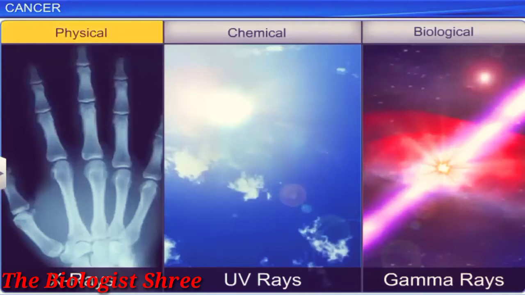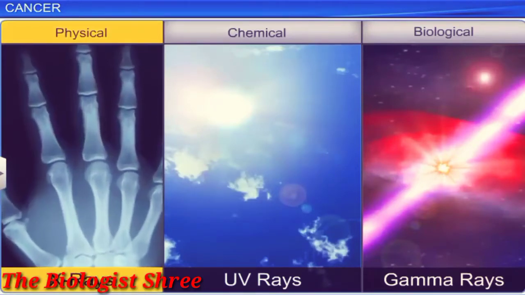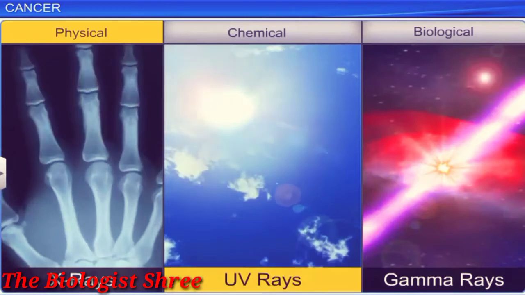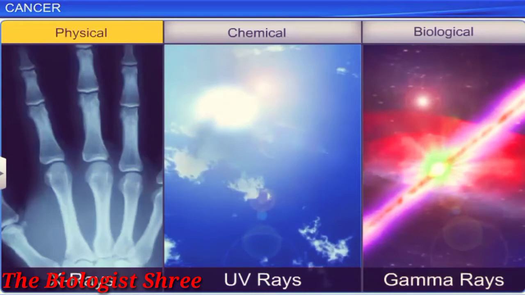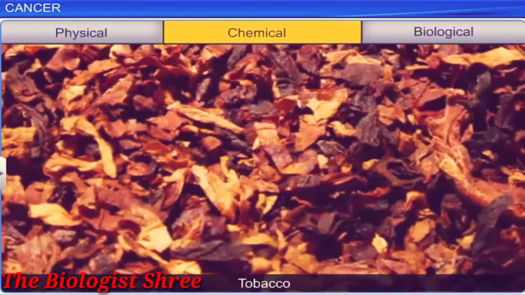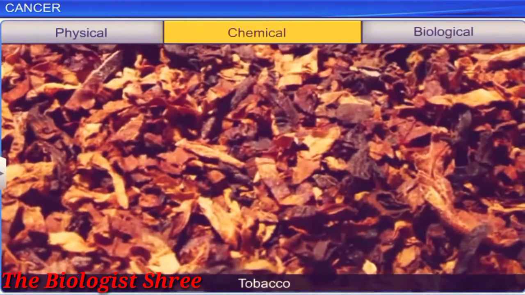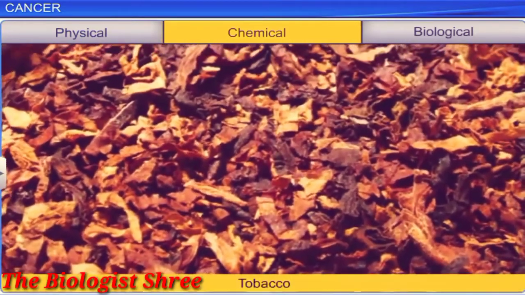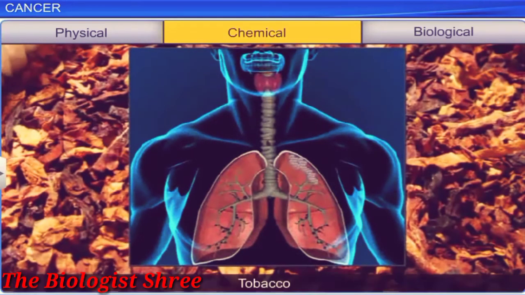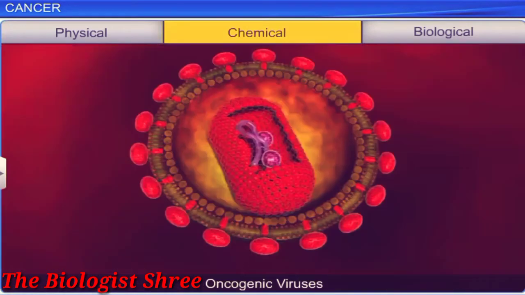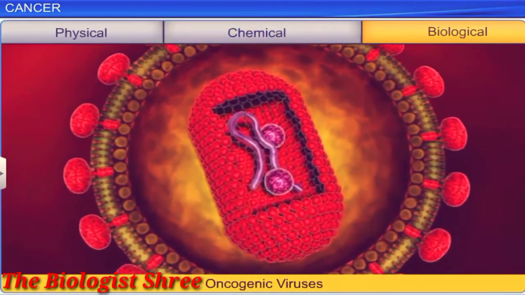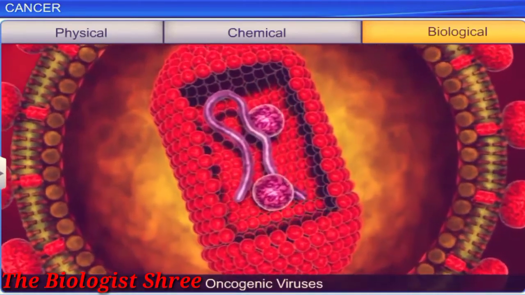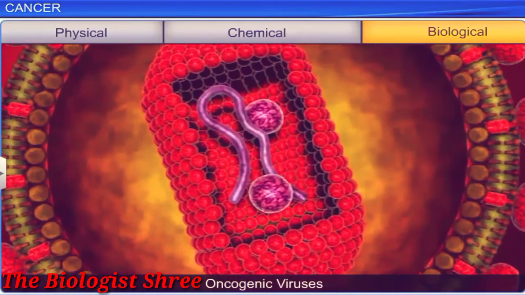Different types of ionizing radiations such as X-rays and non-ionizing radiations such as UV rays and gamma rays damage DNA, causing neoplastic transformation. Similarly, the chemical carcinogen nicotine present in tobacco causes lung cancer. Biological carcinogens can be found in viruses called oncogenic viruses, as they can induce the formation of tumors. They are also called tumor viruses and have genes called viral oncogenes.